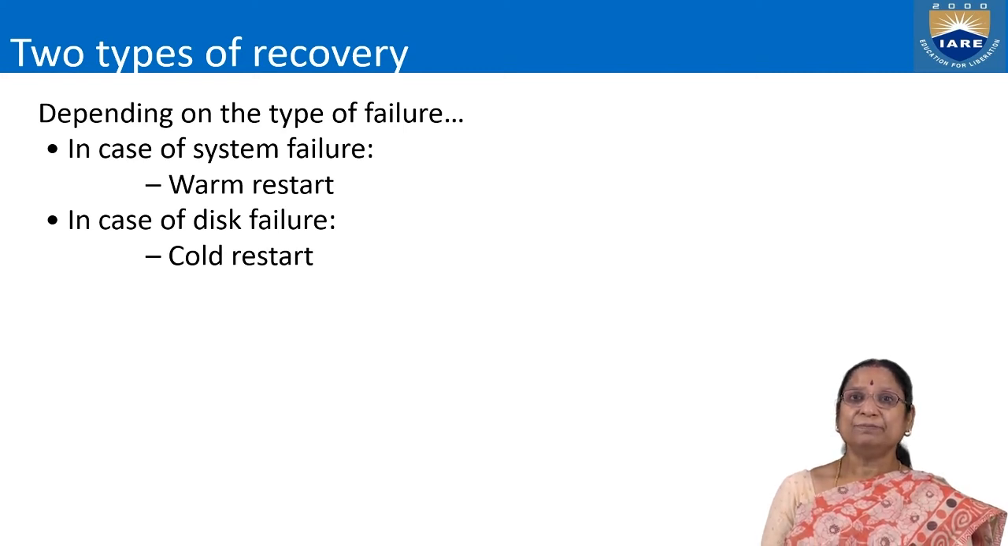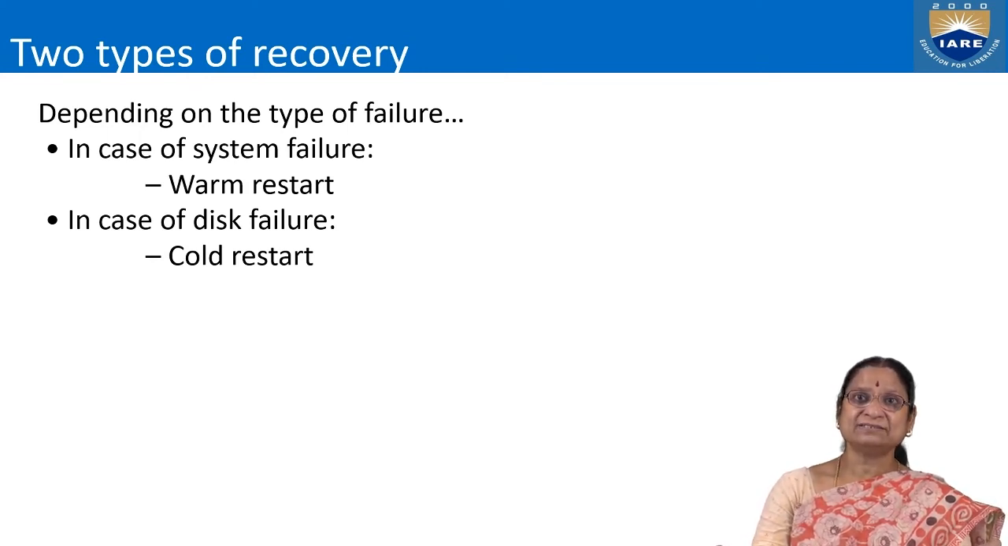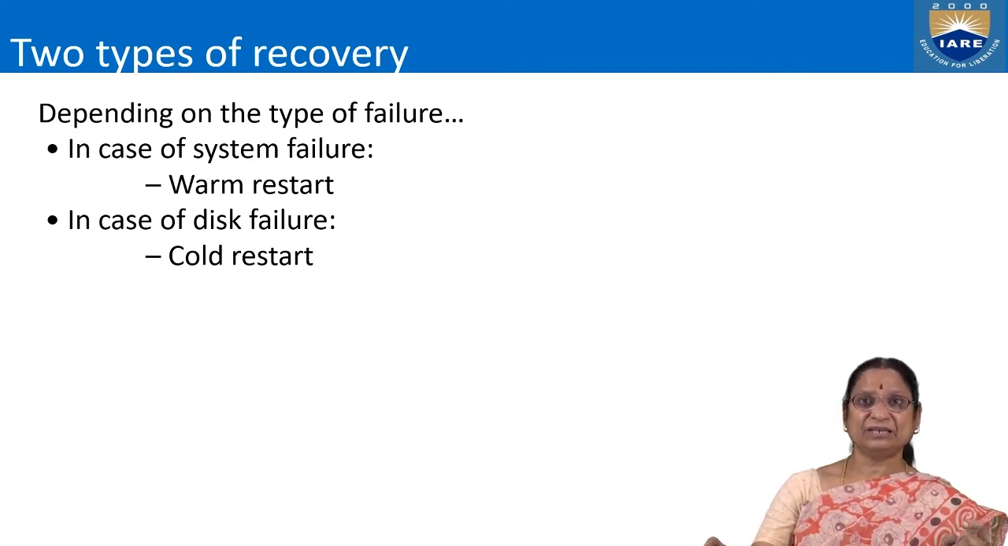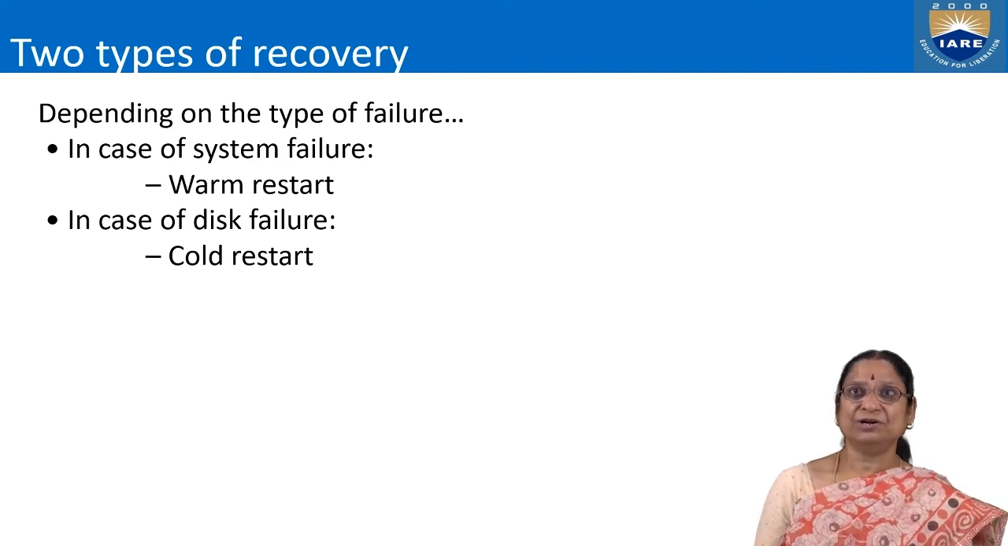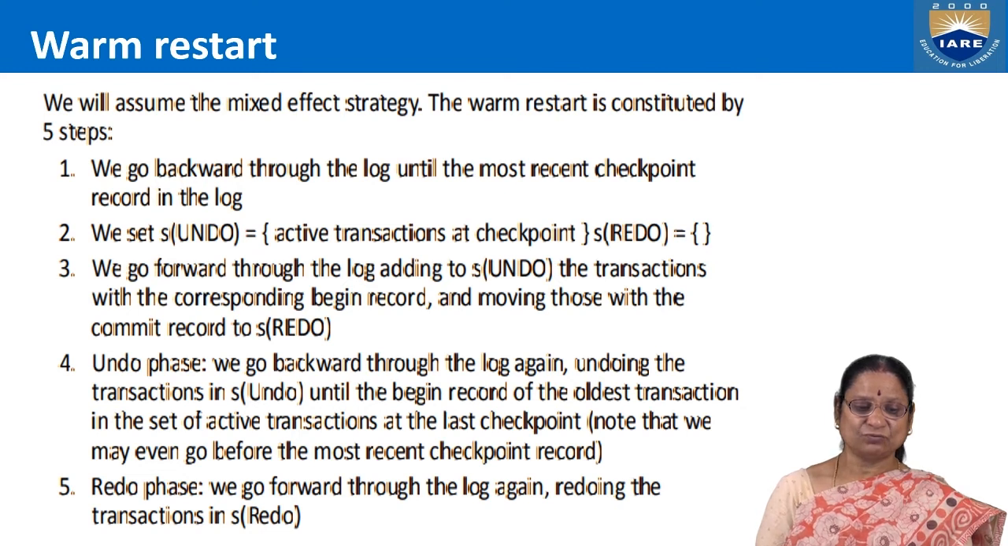Based upon these two kinds of failures, the recovery techniques are categorized as warm restart and cold restart, depending upon the type of failure. In case of system failure, we call the recovery process a warm restart. In case of disk failure, we call it a cold restart. So what happens in the case of warm restart?